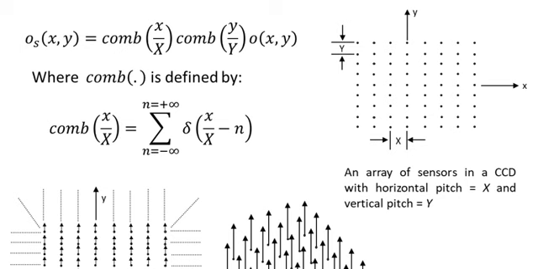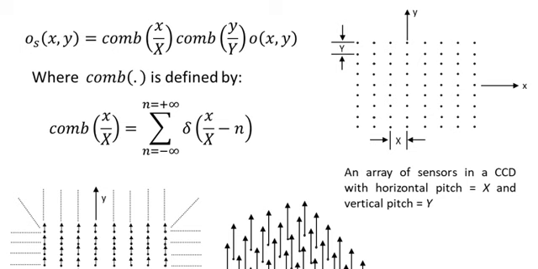So comb of x over X means that you have the sensors which are separated by a distance capital X, and comb of y over Y means that you have the pixels along the y direction which are separated by capital Y. So you see that here in the figure below, I have written that an array of sensors in a CCD with horizontal pitch equal to capital X and vertical pitch equal to capital Y. So you are given the pitch of this sensor along the horizontal as capital X, and the pitch along the vertical side as capital Y.